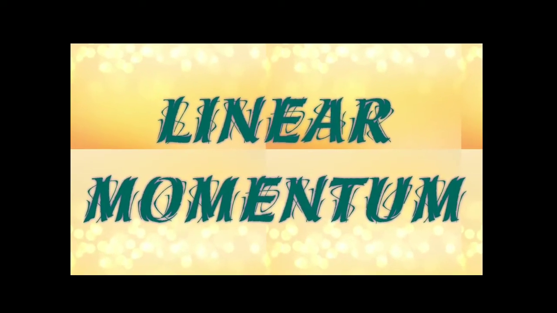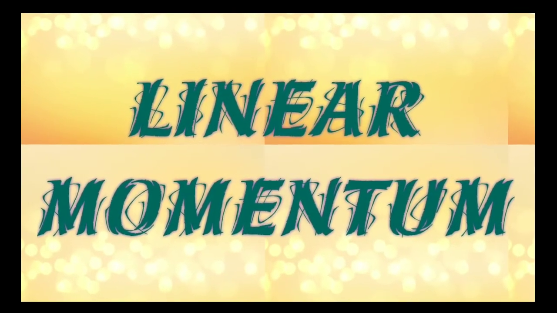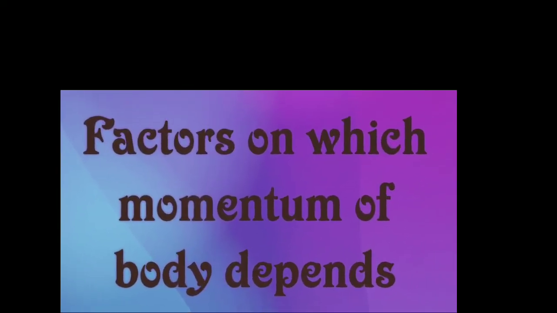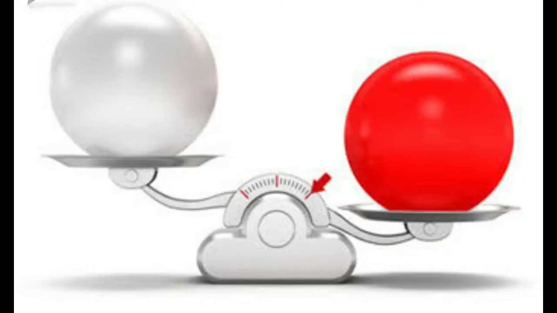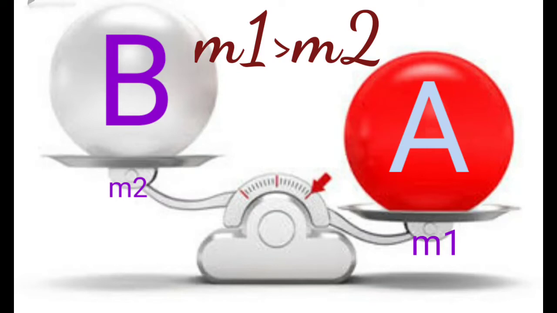Actually students, the quantity of motion contained in a body is known as the linear momentum of the body. Let us find on what factors the momentum of a body depends. So students, consider two balls A and B. Let the ball A be heavier than the ball B. That is, the mass of ball A, m1, is greater than the mass of ball B, m2. Suppose both the balls are moving with the same velocity v.